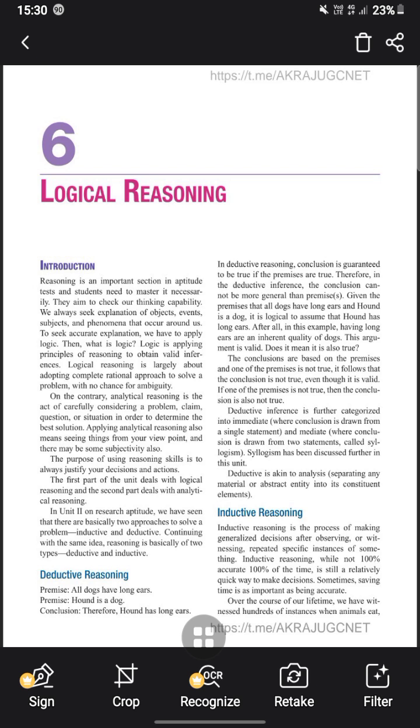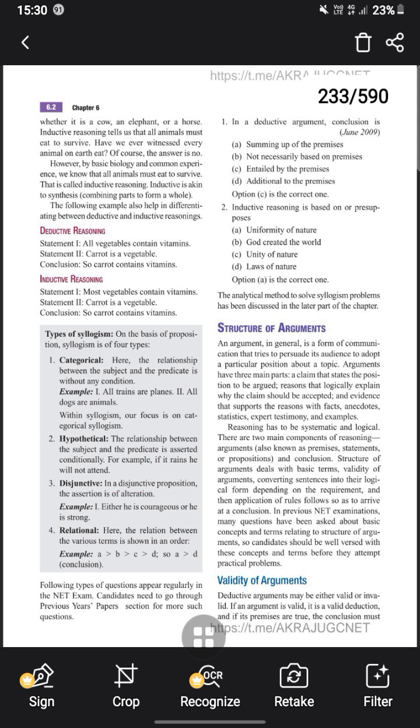Inductive reasoning is the process of making a generalized decision after observing or witnessing repeated specific instances of something. Inductive reasoning, while not 100% accurate, is still a relatively quick way to make a decision; sometimes saving time is as important as being accurate. Over the course of a lifetime, we have witnessed hundreds of instances when animals eat, whether it is a cow or an elephant. Have we ever witnessed every animal eat? However, by basic biology and common experience, we know that all animals must eat to survive.